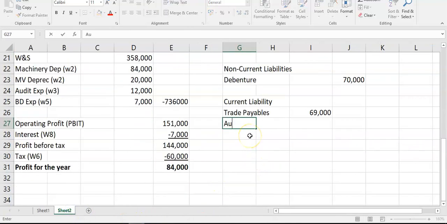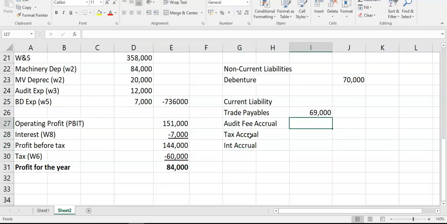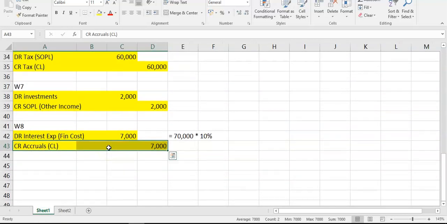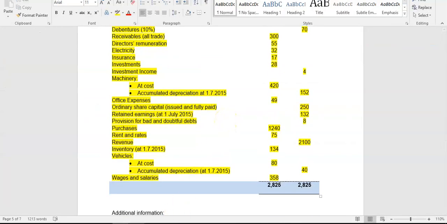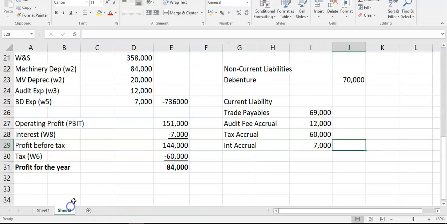So let's come down here. We have the audit fee accrual. We have the tax accrual, and we have the finance cost or the interest accrual. So slot those in. The audit fee accrual 12,000, tax accrual 60,000, interest accrual 7,000. And that is all our items, the adjustments for 8 workings, and all the items in the trial balance slotted in. So if we've done this correctly, this should hopefully balance up.